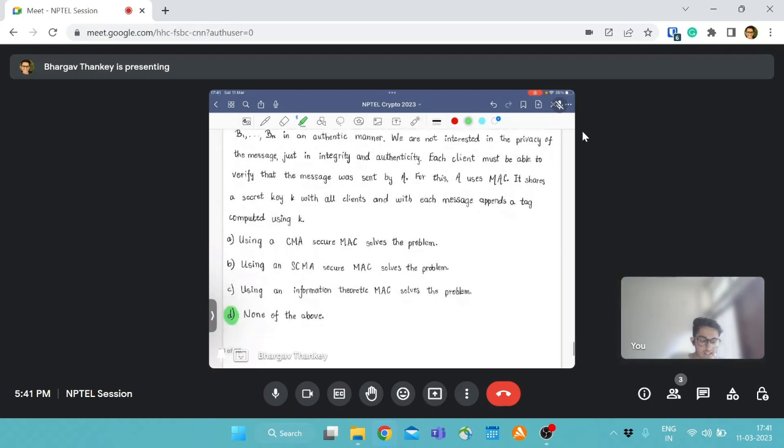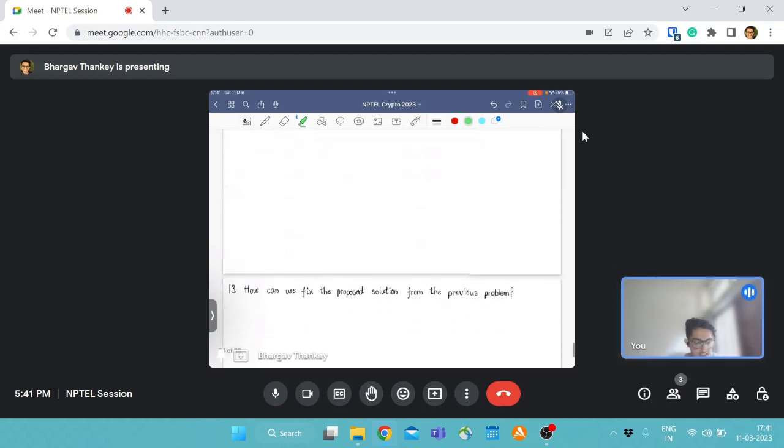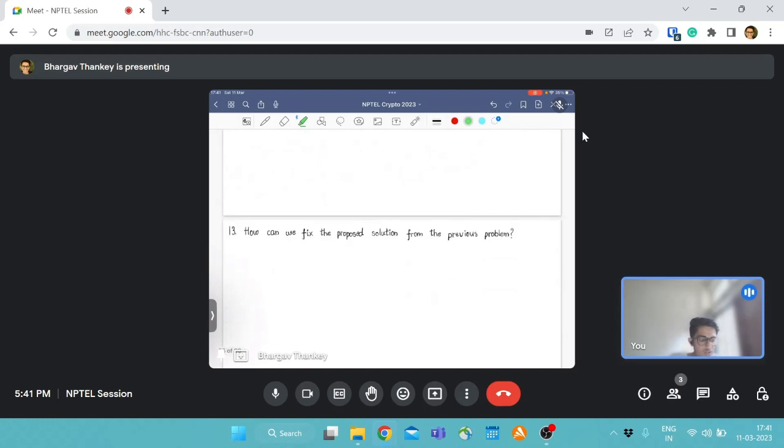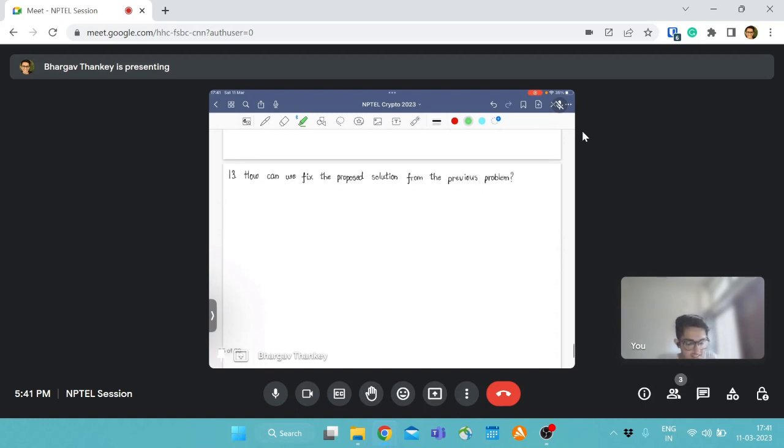Yes, sir. So the next problem is related to this problem. How can we fix the proposed solution to the previous problem? Do you have any ideas? How would you fix that solution? Exactly. Right. And there are some other technicalities, right?